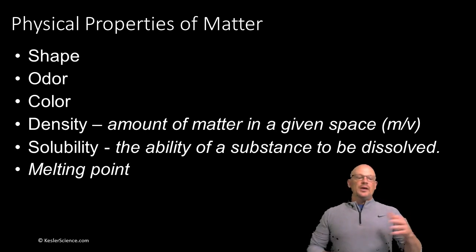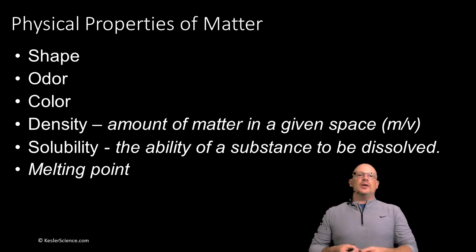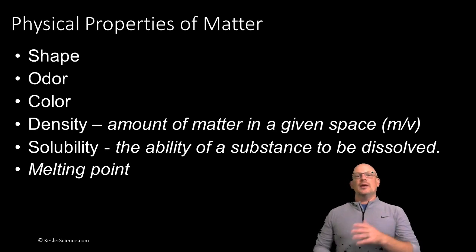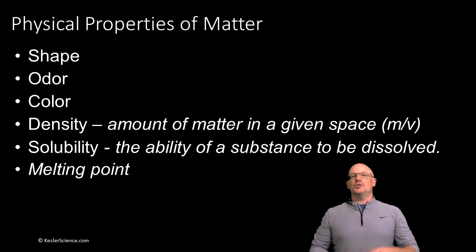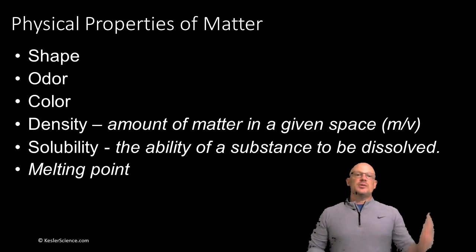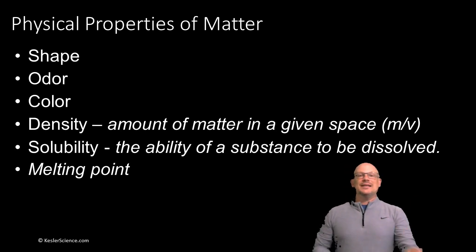Or the solubility: we know that things like sugar and salt dissolve in water, and so we can help identify what those things are. Or the melting point: for example, we know the melting point of ice is 0 degrees Celsius, and so we're able to identify something by the temperature at which it melts. We know that it is H2O, or water, because it melted at that specific temperature. And so these are some of those physical properties that help us identify matter as being a specific type of matter.